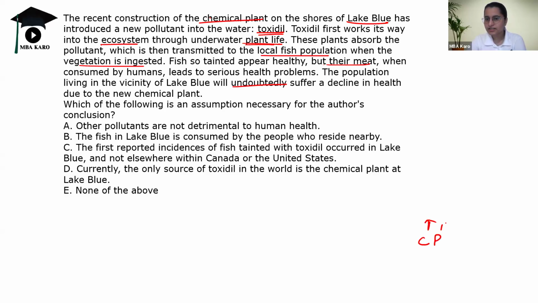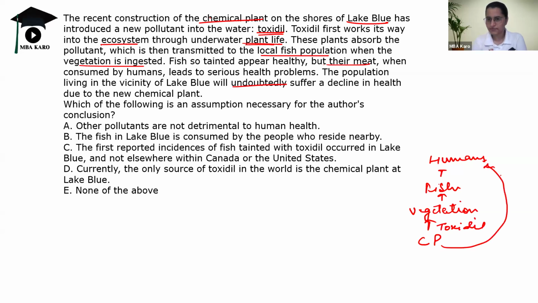The new chemical plant is releasing toxidil into the lake, into Lake Blue. Then this toxidil is being absorbed by plant life or vegetation. Vegetation is eaten by fish, and then fish is consumed by humans. So because of this chemical plant, humans are getting affected, right? We have seen how this information is given to us: the chemical plant releases toxidil, toxidil is absorbed by vegetation, and then when it is ingested by fish, fish is affected. Then when the meat is consumed by humans, definitely humans are affected. So what is the last line? The population living in the vicinity of Lake Blue will undoubtedly suffer a decline in health. This is the last line.